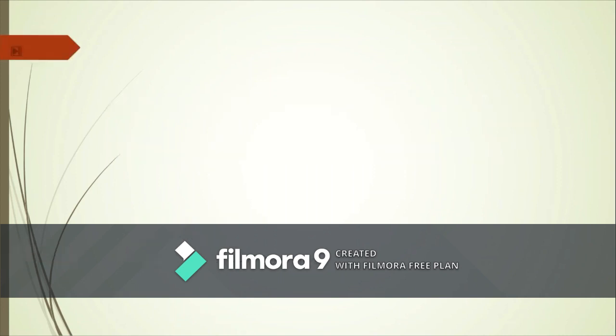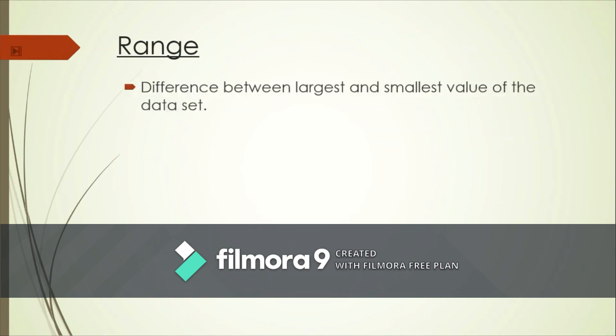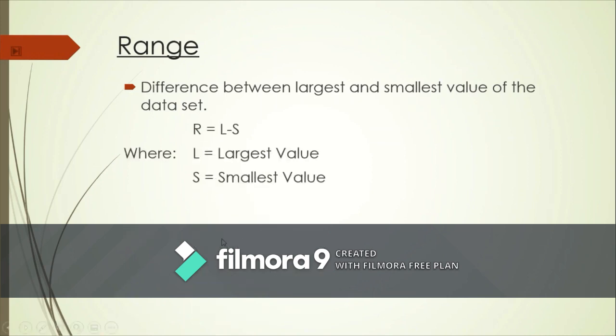So, for range po, is the difference between largest and smallest value of the dataset. So, ang formula natin ay range is equals to L minus S, where L is the largest value and S is the smallest value. So, for example, suppose we have data 8, 9, 10, 11, and 12. Suppose this is data we have.